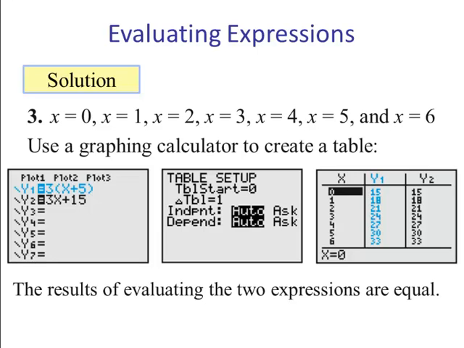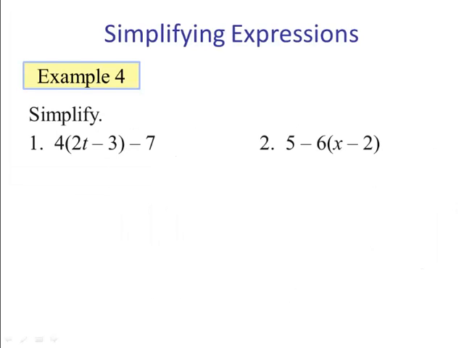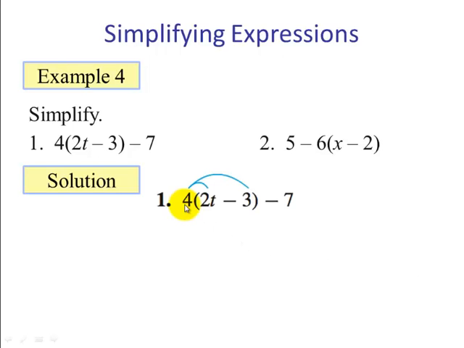So the results of evaluating the two expressions are equal. Example 4. Simplify 4x times the quantity 2t minus 3 minus 7. First we have to apply the distributive property. 4 times 2t is 8t minus 4 times 3, which is 12. We can combine these. Minus 12 minus 7 produces minus 19.